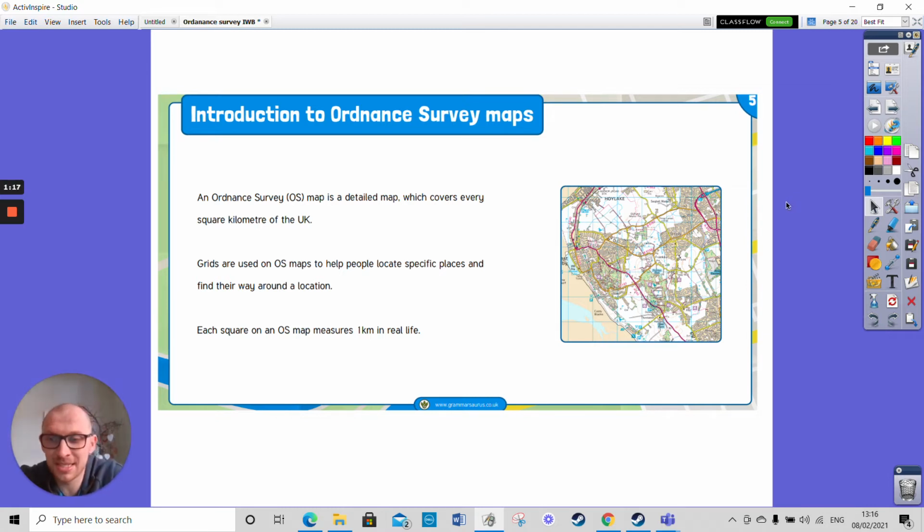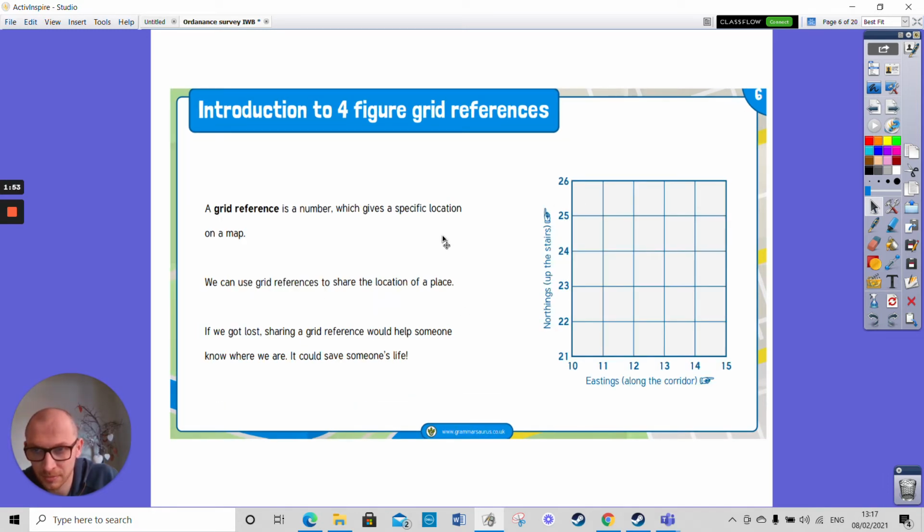We're looking at a specific type of map today, and that's an Ordnance Survey Map. An Ordnance Survey Map is a detailed map which covers a square kilometre of the UK. You can see on this Ordnance Survey Map, which you're going to be looking at later, it's all split into squares. Each square represents 1 square kilometre. If you go along here, that represents a kilometre. If you go down here, that represents a kilometre. Grids are used on an OS map to help people locate specific places and find their way around a location. Each square measures 1 kilometre in real life.